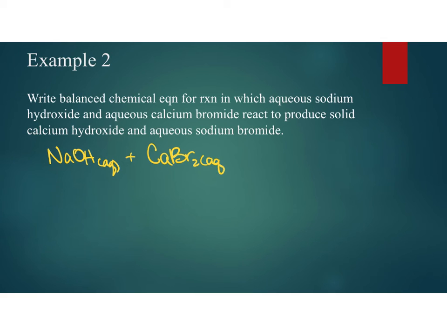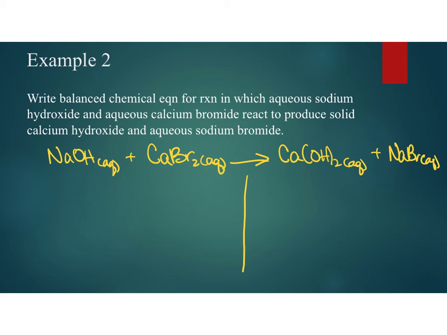and this again is aqueous, and it says reacts to produce a solid calcium hydroxide, so CaOH2, and again this is aqueous, and aqueous sodium bromide, so NaBr, and this is also aqueous. Okay, so this is my skeleton equation. Now, you are going to have to remember your rules from chapter 7 and 8 on naming ionic and covalent and acids so that we can write these correctly.